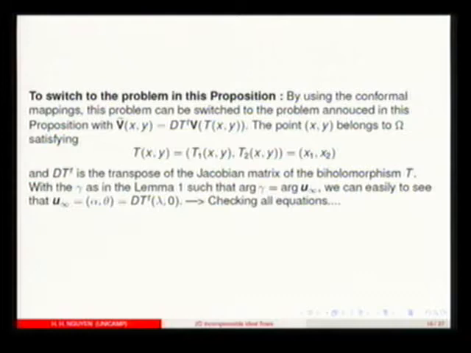After, we will pull back from the exterior of the disk to the exterior of the obstacle, and we denote Vt equal like this. Here, dT transpose is the transpose of the Jacobian matrix of the biholomorphism T.